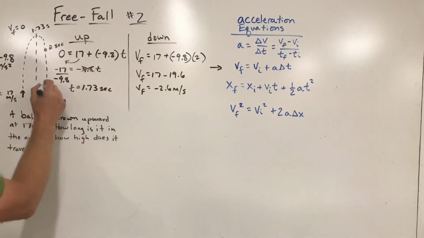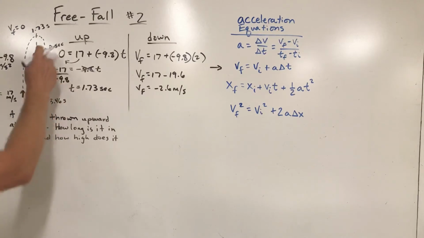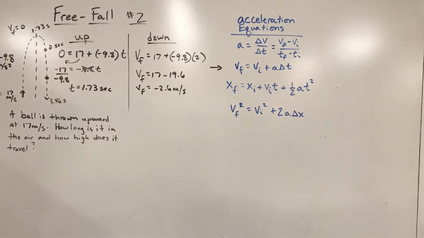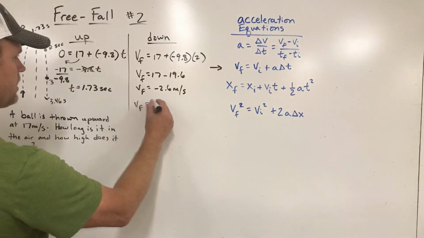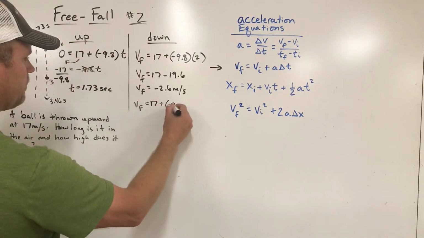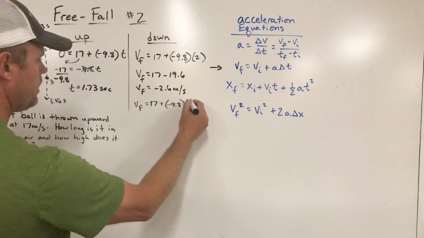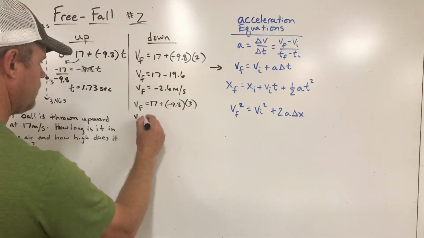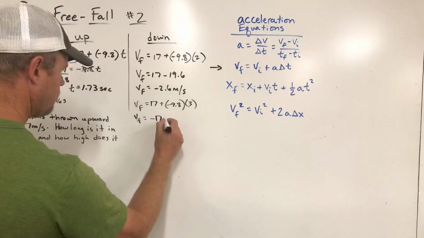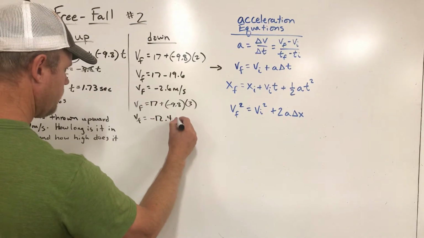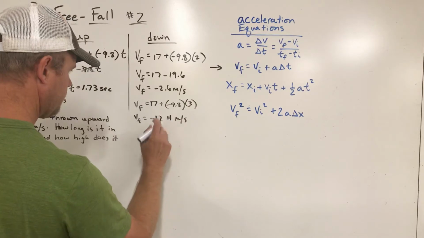What if we picked 3 seconds? So somewhere right in here. We would expect that from here to here, it's going to speed up quite a bit. So if we did 3 seconds, I take my final velocity equals 17 plus negative 9.8 times 3. I plug all that in, and that's going to give me a value of negative 12.4 meters per second.